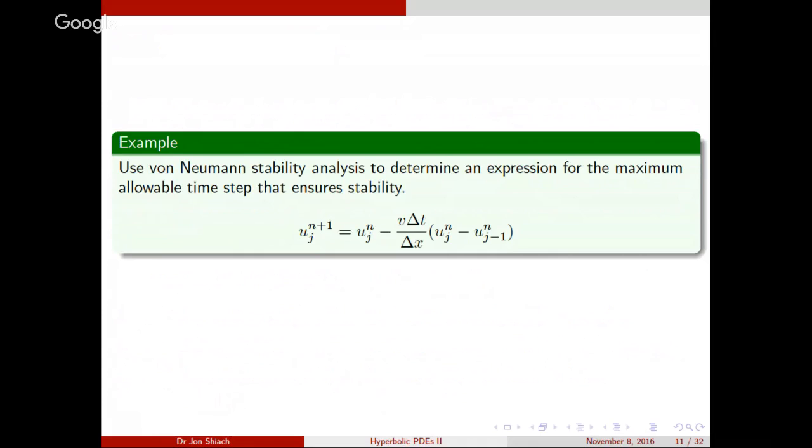Anyway, I digress. Right, so what I'm going to do is say c is equal to v dt over dx. So I can rewrite that in a little bit simpler terms, like that. That's a c, by the way.